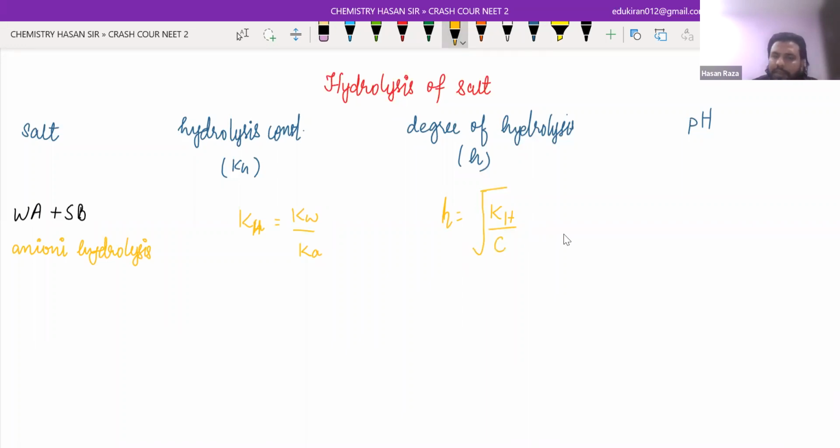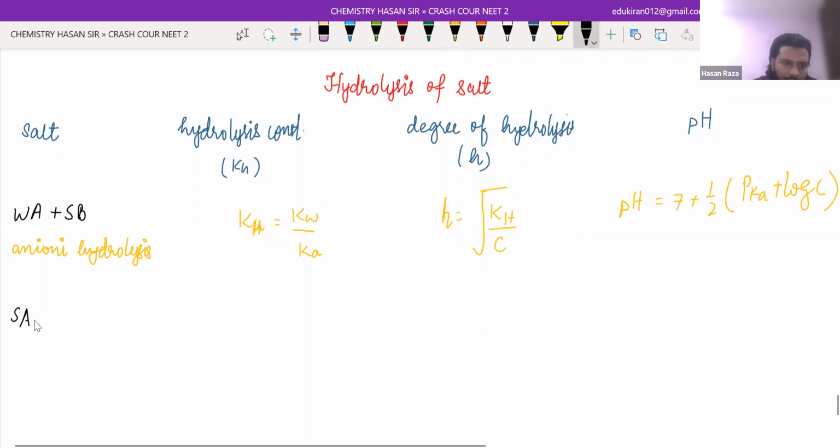Divided by C. C is the concentration. And if you want to write the pH value, pH will be equal to 7 plus half into pKa plus log C. I will give you a trick to remember this formula.